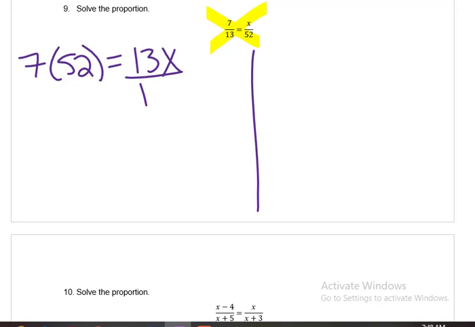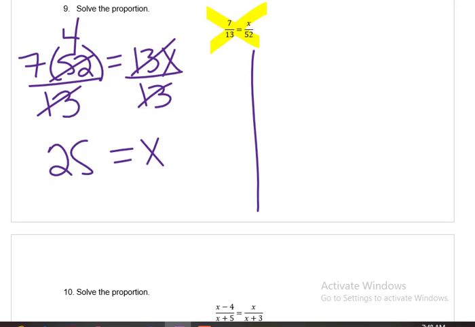And then divide both sides by 13. I'm going to do that before I do the multiplication, because I see that 13 goes into 52 4 times. I'm always looking for a way to simplify my answers by canceling. So here the answer is x is equal to 28.